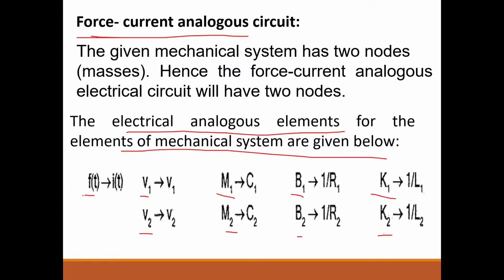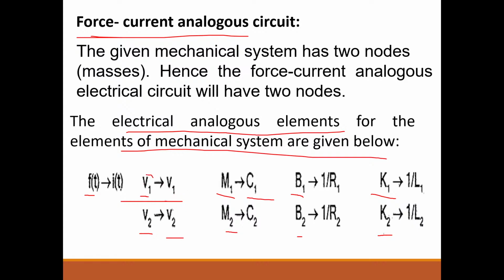I of t is analogous to f of t. Voltage is analogous to velocity. Capacitance is analogous to m. 1 by R is analogous to b. 1 by L is analogous to k. Since you have b1, b2, you must write 1 by R1, 1 by R2. Since you have k1, k2, you must write 1 by L1, 1 by L2. Since you have m1, m2, you must write C1 and C2. Since you have v1, v2, you write v1, v2.